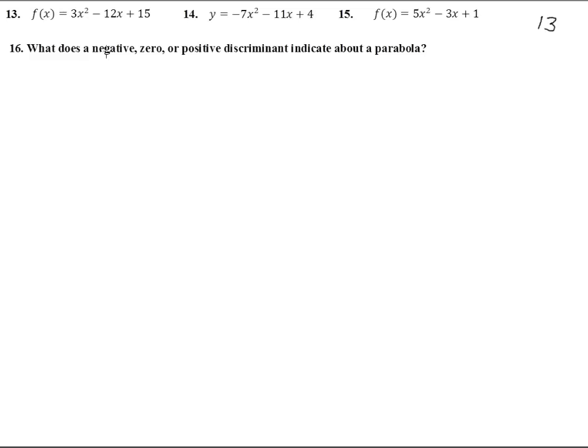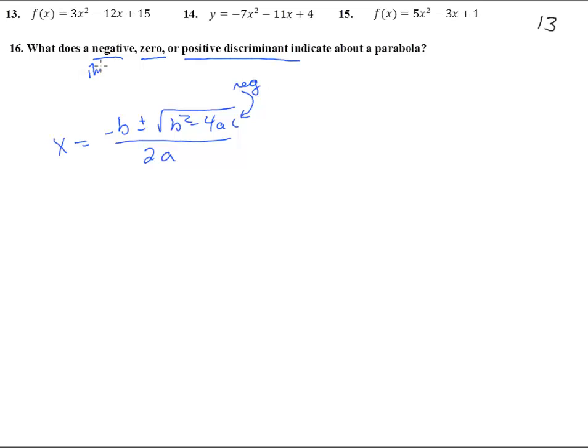So finally, what does a negative, 0, or positive discriminant indicate about a parabola? So if we have x equals negative b plus or minus the square root of b squared minus 4ac all over 2a, here we have, if this guy is negative, that means we get imaginary zeros. Imaginary x-intercepts, so we have no x-intercepts on it.